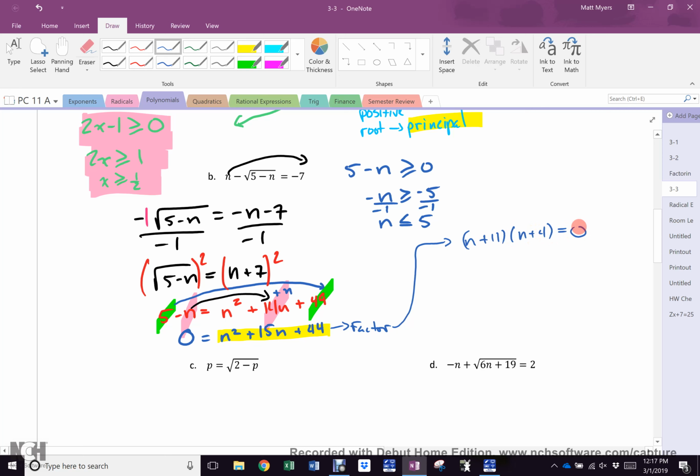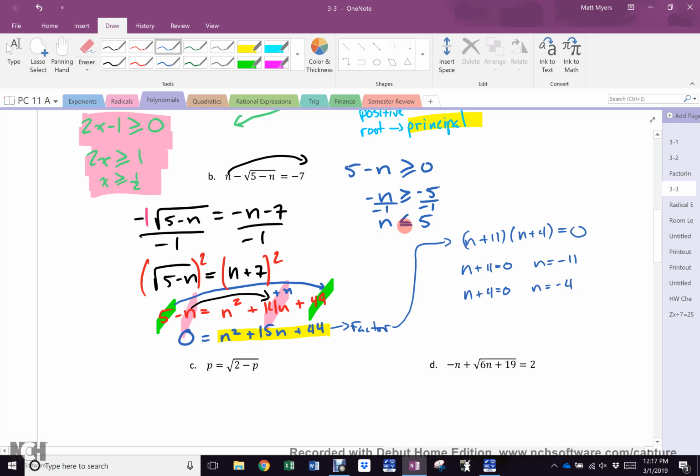0. Now, think back to our warm-up today. Is that a factor? Is that a factor? So for this multiplication to be 0, one of those factors must equal what? One of them must be 0. So either n plus 11 has to equal 0, or n plus 4 has to equal 0. When we solve those, n equals negative 11, and n equals negative 4. Those are our two possible answers, correct?